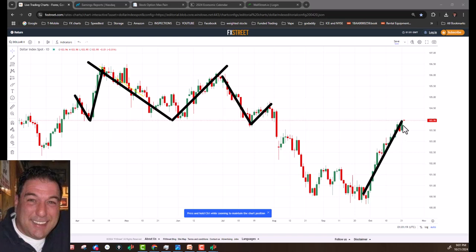Now, we got a big green candle. Not my favorite. I liked it when the dollar was weak. I hope we get a bearish engulfing tomorrow, but I'm not going to count on it. And I hope we come back down to here. That's what I hope, but I don't always get what I want.